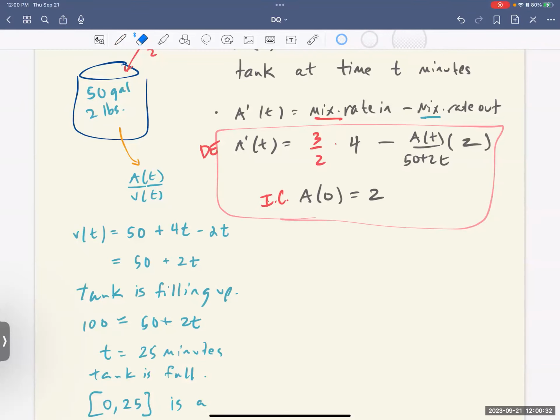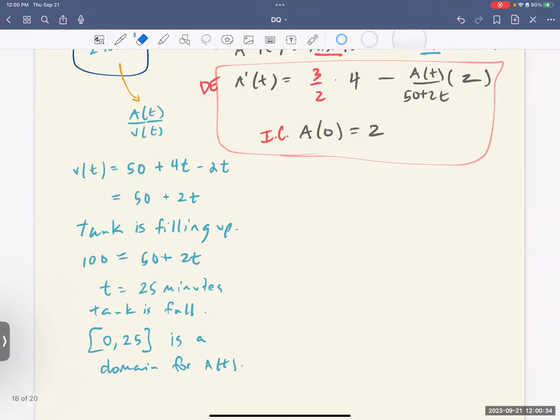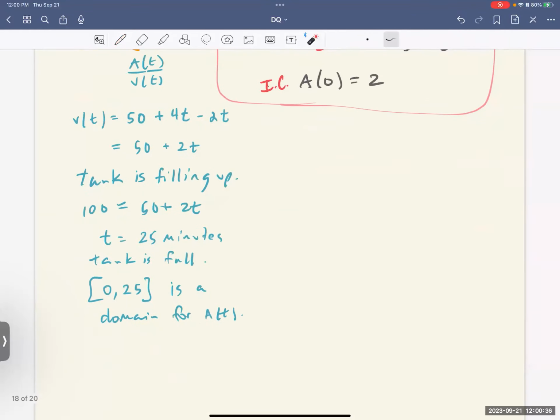Then we looked at the volume. We looked at a domain. Here was the volume there. Here was a domain right there. Set the volume equal to a max capacity to figure out what time it would be full, or similarly, what time it would empty, you'd set to 0. Here's our domain for the problem.